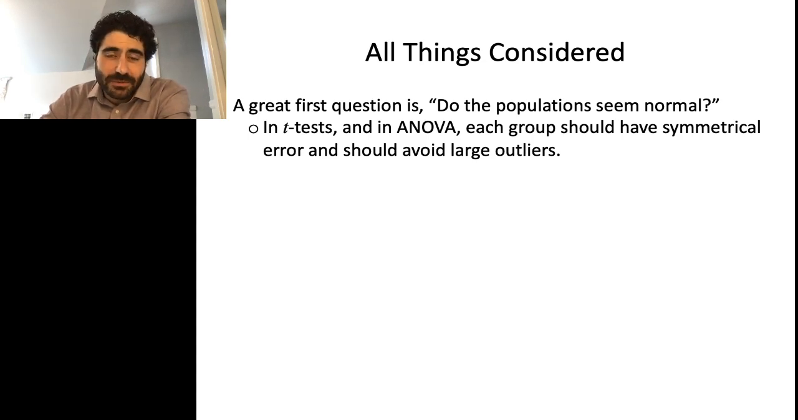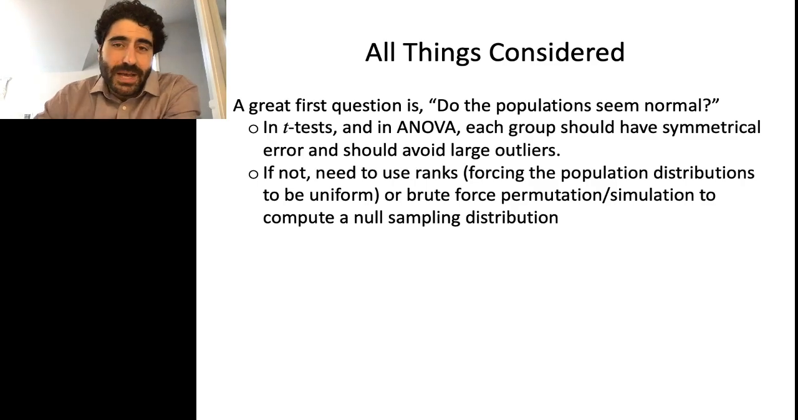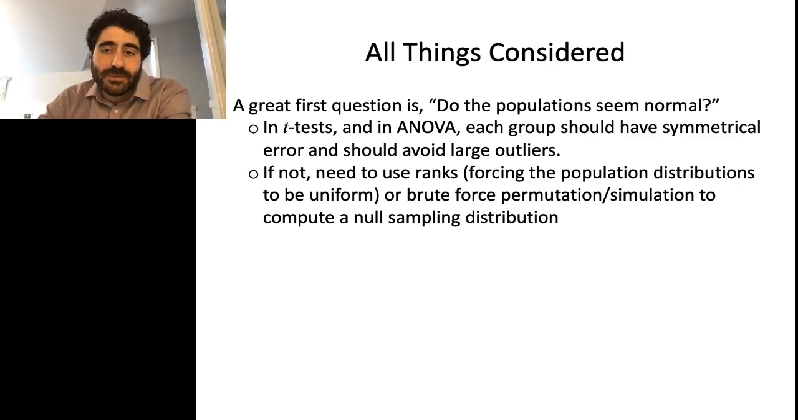If these groups are not normally distributed, we'd have to use some kind of rank test. We could use a rank sum test for two groups. We could use the Kruskal-Wallis test for more than two groups. That will get rid of whatever weirdness is happening in this population by forcing the distribution to be uniformly distributed ranks. Or we could, again, fall back to our more brute force permutation tests, for example, to just compute a null sampling distribution from scratch.